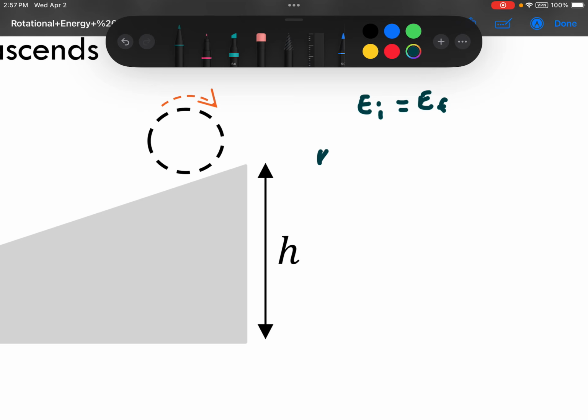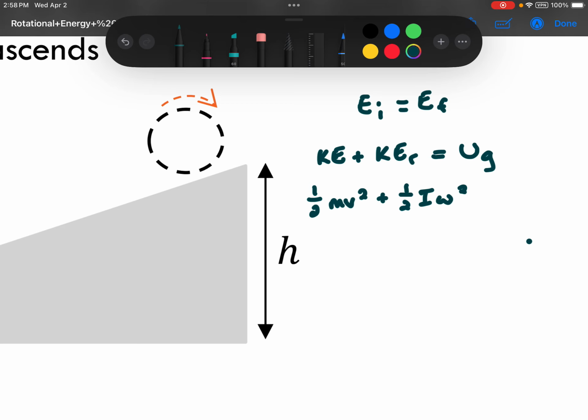And initially it has translational kinetic energy and rotational kinetic energy. And at the top of the ramp, all of that's going to be converted to gravitational potential. And so then I'll just put in the general statements for energy. So 1/2 mv squared plus 1/2 I omega squared equals mgh. And now we can go ahead and put in the specifics for our problem.